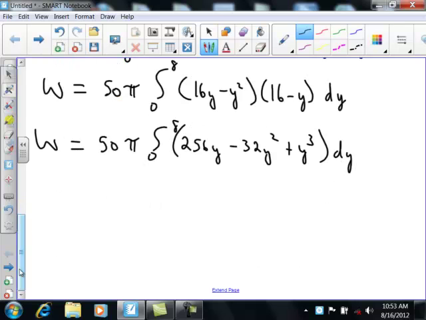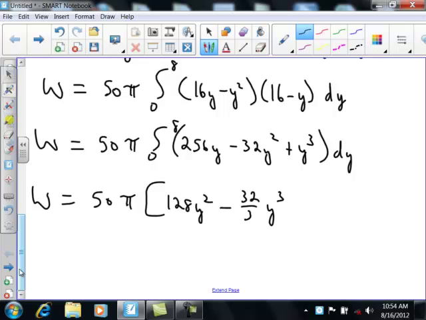And then, as always, you're going to want to integrate each one of those pieces. These just have constants in front of them, powers of y. So if we integrate this, we get the work is equal to 50 pi times 128y squared, minus 32 over 3 times y to the third, plus 1/4 y to the fourth, all evaluated from 0 to 8.